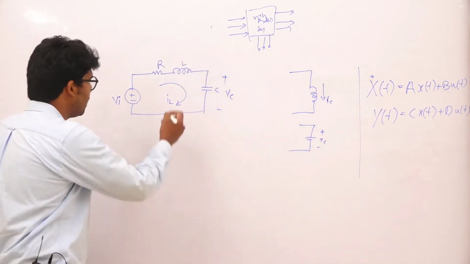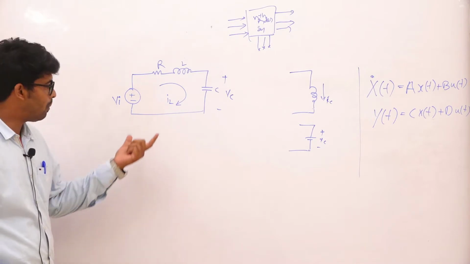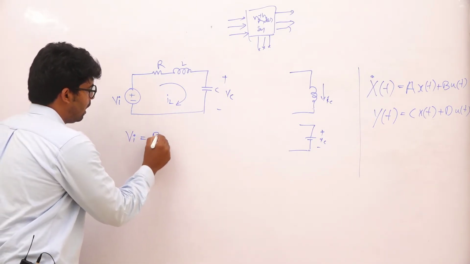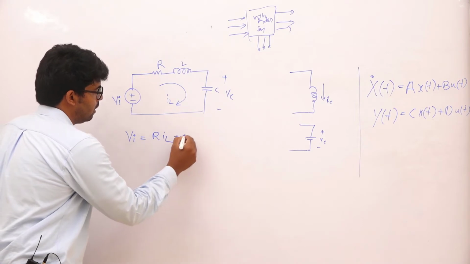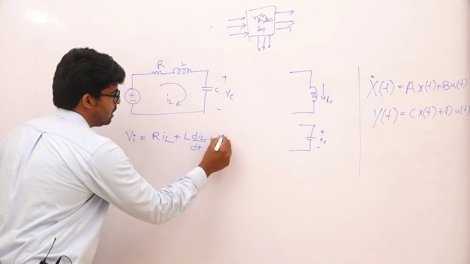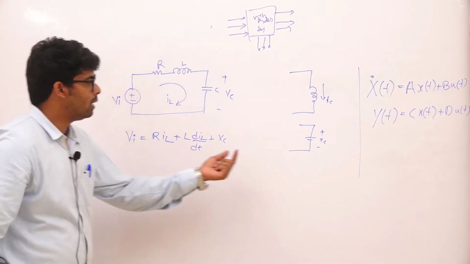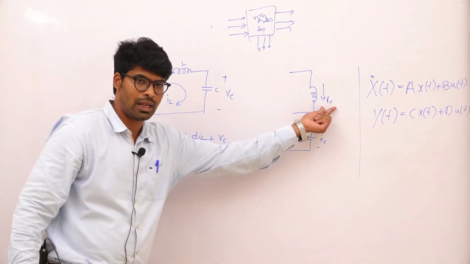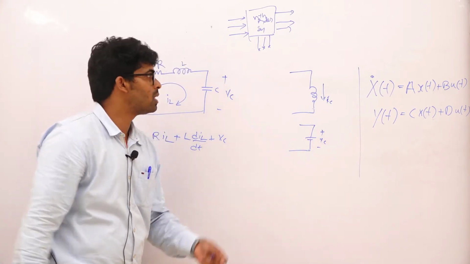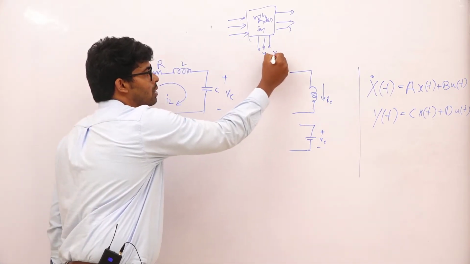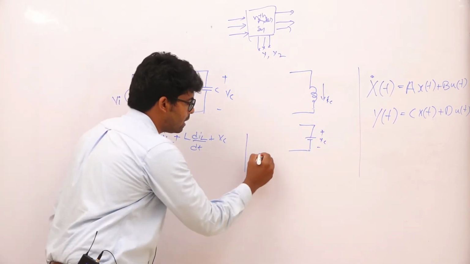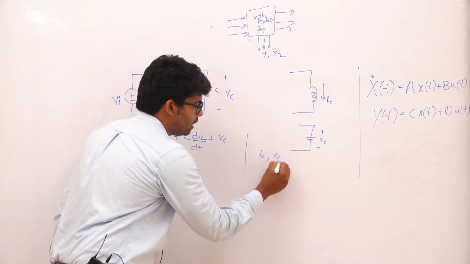Here, we apply KVL to this circuit: VI equal to R into IL plus L dIL by dt plus VC. I take the current IL and the voltage VC as the two state variables, that are x1 and x2. The state variables I would like to take are IL and VC.